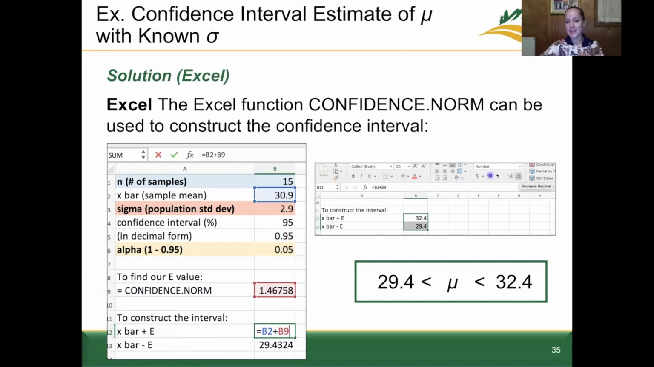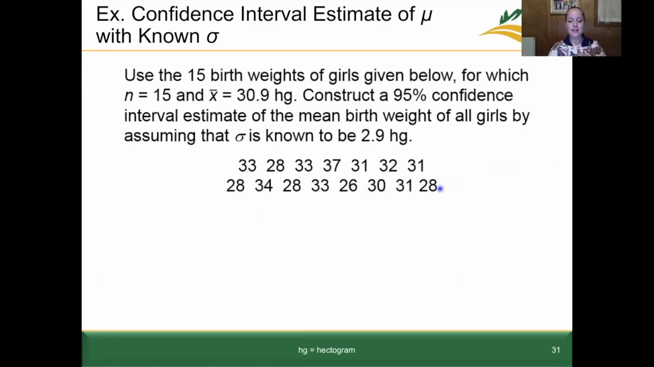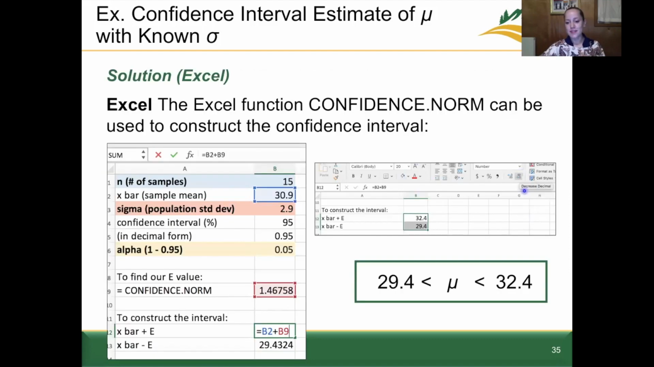Then I can use Excel to help me round off. Remembering that there are two different ways to round off, well, we used our original set of data here. So we can go one more decimal point past our original set of data. In Excel, that button looks like this. So I want to decrease my number of decimal places. I get x bar plus E is 32.4. x bar minus E is 29.4.